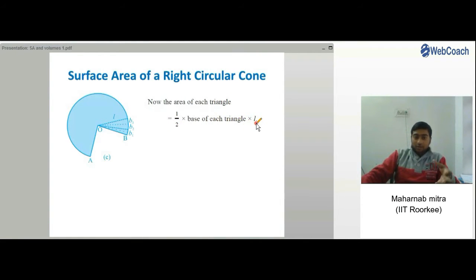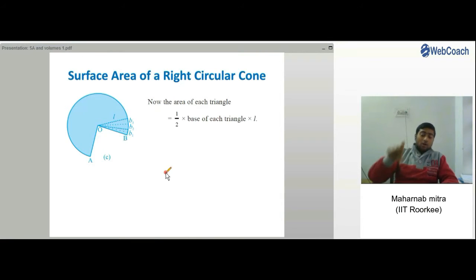Area of each triangle will be half into the base into the height, right? And what is the height here? The height is the radius, right? Now wait a minute. This thing cannot be a triangle, right? Because these lines are of a circle, so it is curved. How can we call it a triangle?